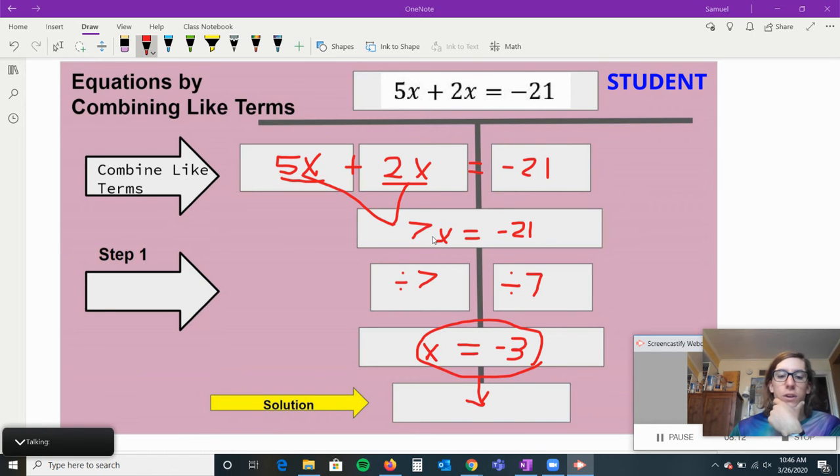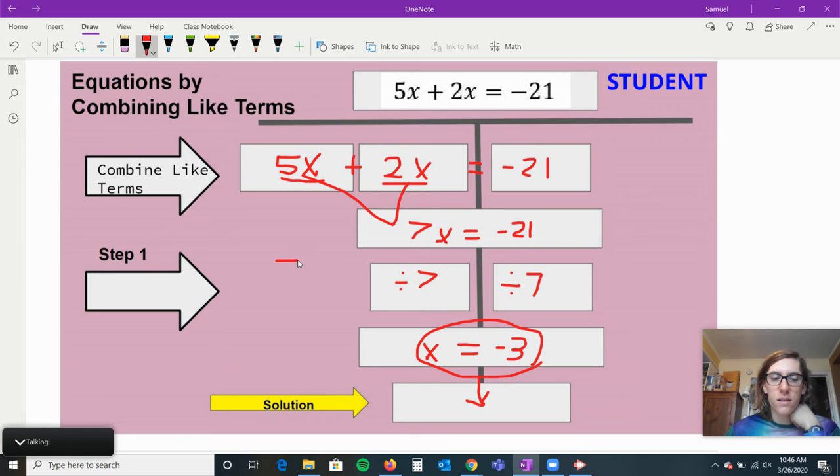How do we solve for x? How do we get rid of a multiplying by 7? Well, the opposite of multiplying by 7, or the inverse of multiplying by 7, is dividing by 7. So we have to divide by 7 on the left side and divide by 7 on the right side to keep it balanced as an equation. And so now once we do that, 7 over 7 is just one whole, isn't it? So then that's just 1x.